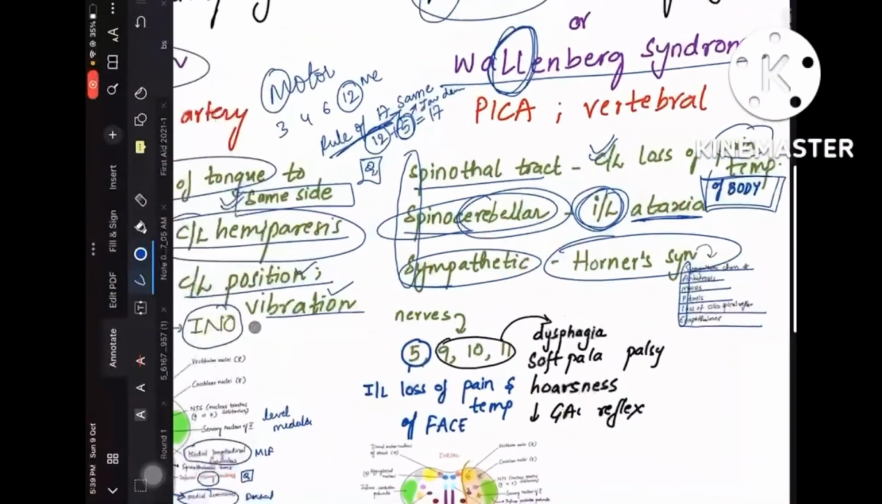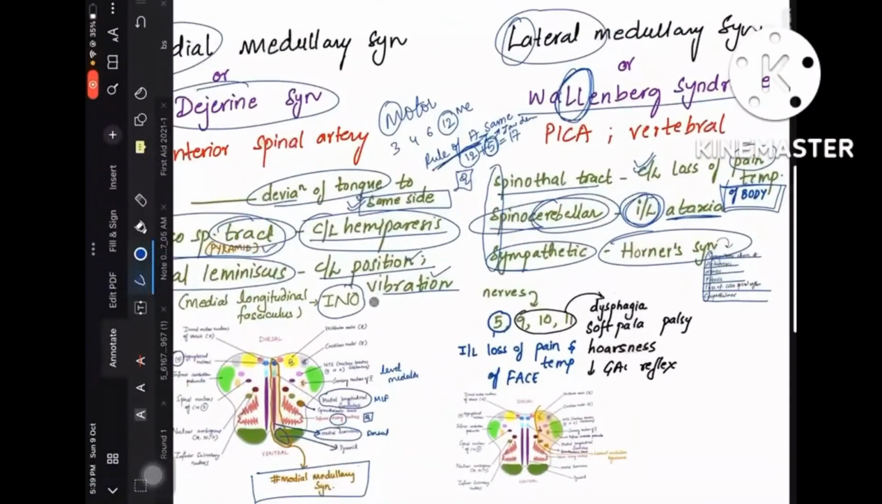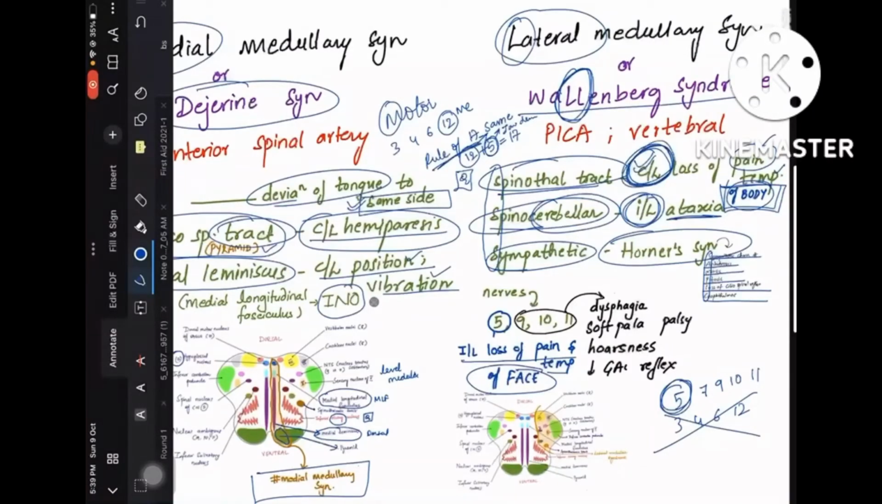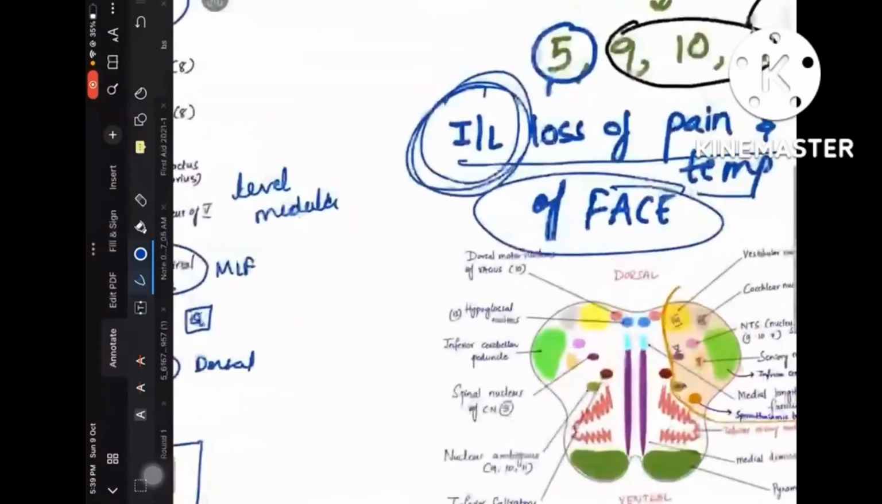Coming to the nerves involved, since Wallenberg syndrome is on the lateral side, except for 3, 4, 6, 12, you will have the rest of the nerves involved, right? Like 5, 7, 9, 10, 11. This fifth nerve causes ipsilateral loss of pain and temperature of the face. See guys, the spinothalamic tract causes pain and temperature loss of the body on the contralateral side, whereas this fifth nerve causes it on the ipsilateral side. So this is an important point that you need to know.